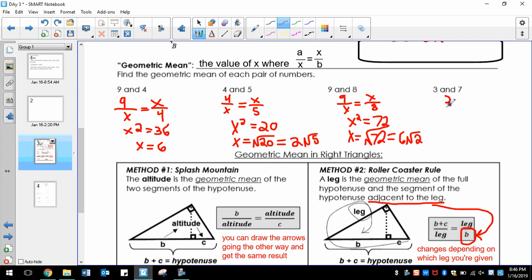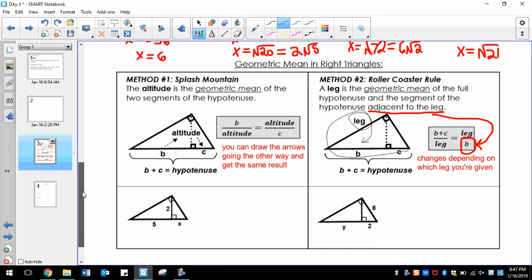And then lastly, 3 over x equals x over 7. X squared equals 21. And then 21 is not a perfect square, but it's also not a square root that can be simplified. So you just leave it as square root of 21. So if you can't simplify the square root, just leave it alone. All right, so that's just your basic, straightforward example of finding a geometric mean between two numbers. So please make sure you memorize that formula and how to use it.